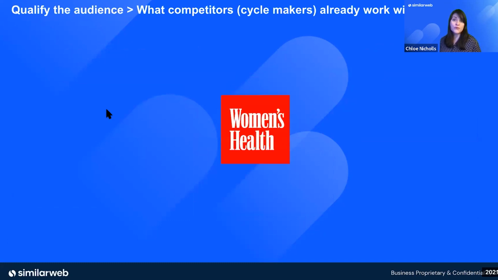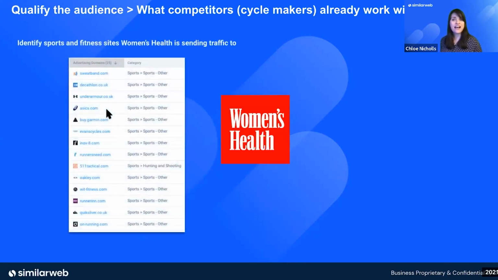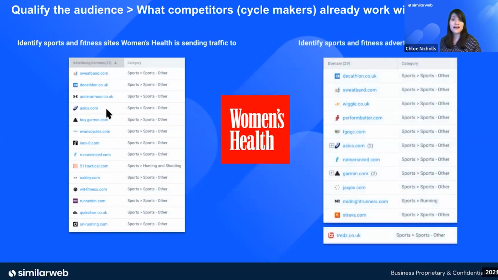And then you can also go a step further and deepen your knowledge into each publication that attracts the healthy snack audience and see how your competitors, in this case, cycle makers, work with the publication, either by identifying other sports and fitness sites that send traffic to women's health, or pulling a list of advertisers that typically promote their product or their services on the site.